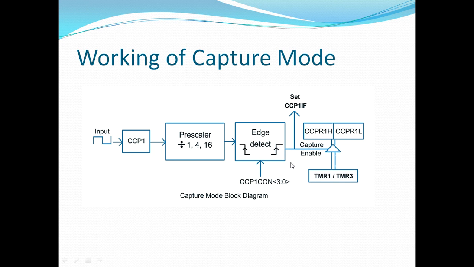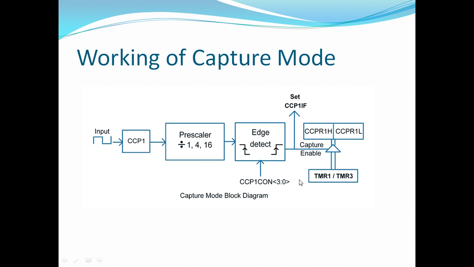This capture mode uses the CCPR1 lower byte register and higher byte register for storing the values. Now, at the start we will turn on the CCP module in capture mode, and whenever an event comes, these two registers store the value. Whenever we turn on this capture mode, timer 1 or timer 3 starts.